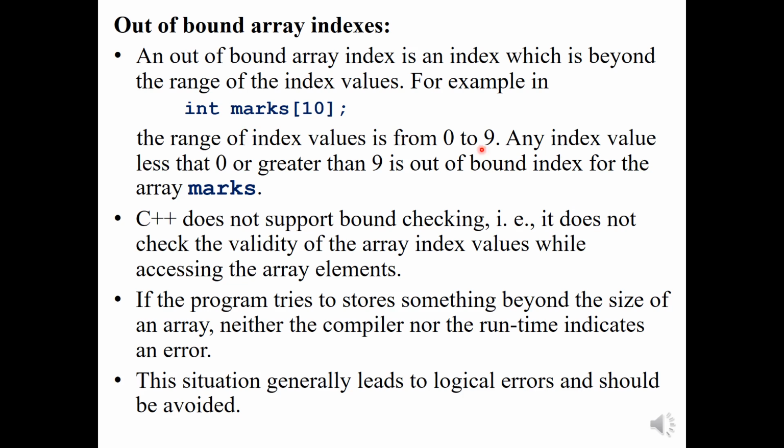If I use any index value which is either less than 0 or greater than 9, that is called an out of bound index. So if somewhere you call marks[11], that is not going to be accepted by your computer, there will be an error. But C++ does not support bound checking, so it does not check the validity of the array index while accessing the array element. So that may be a sort of a logical error or something like that.